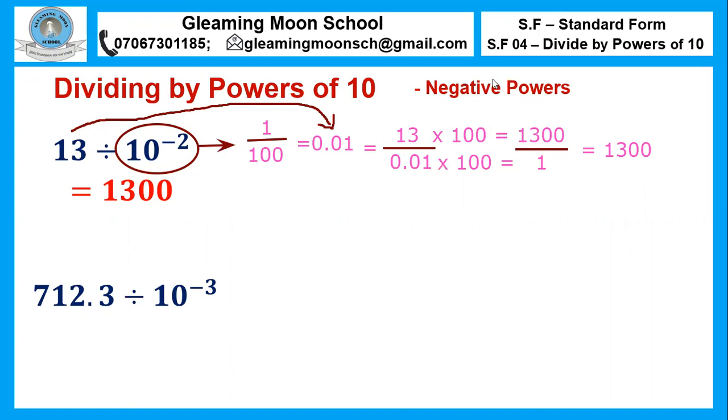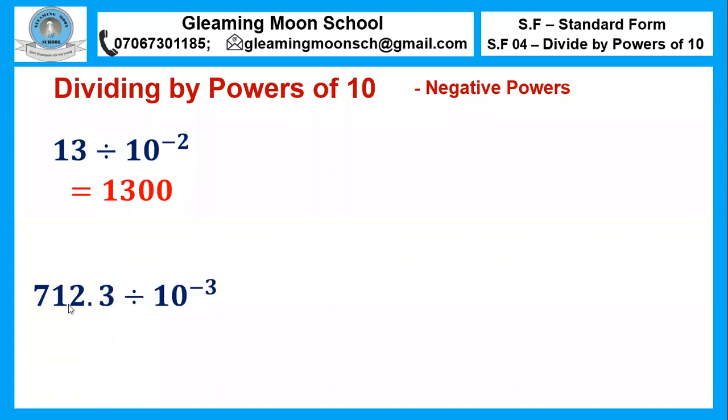Okay, so example number 2. Now we have 712.3 times 10 raised to the power of minus 3. Again, starting with the power of 10, 10 raised to the power of negative 3, not negative 2, is going to be the same as 1 divided by 10 raised to 3.